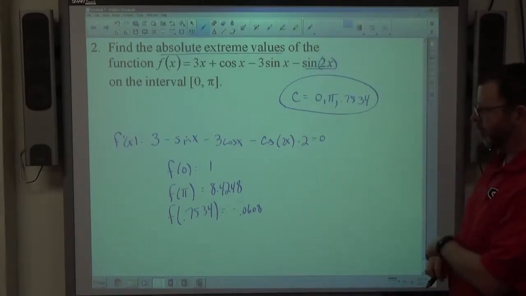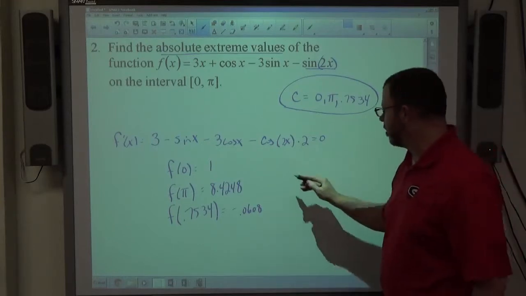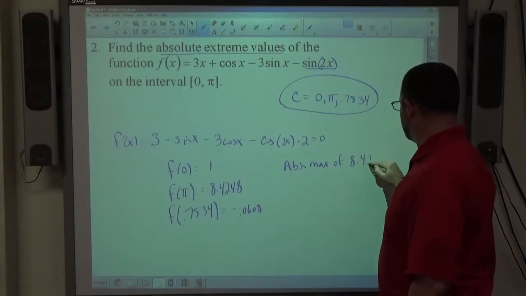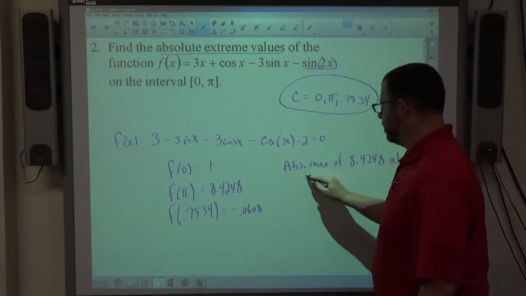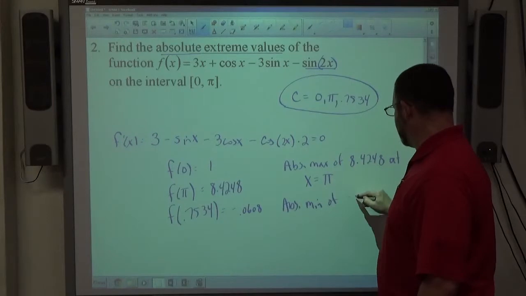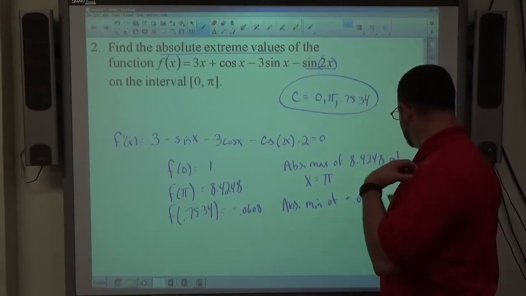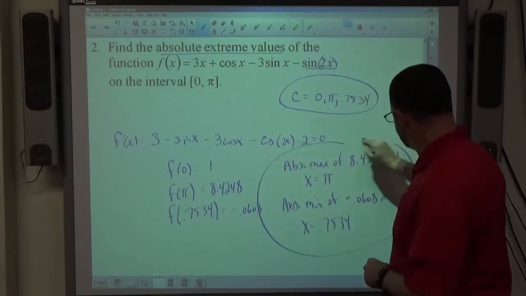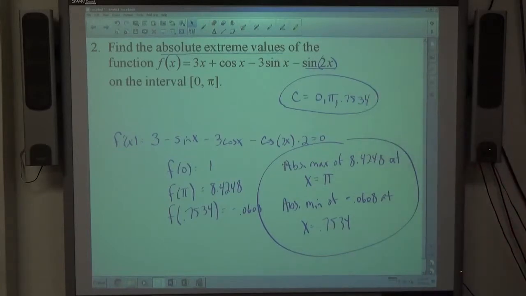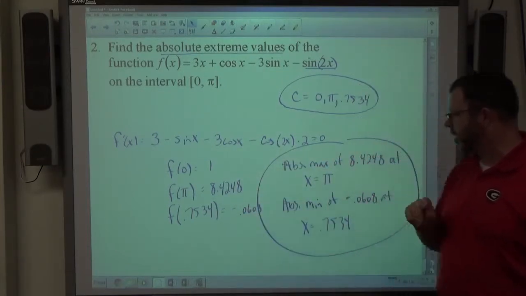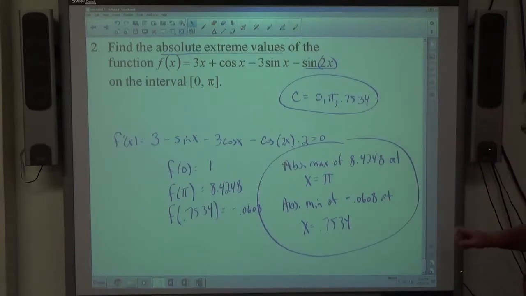So obviously 8.4248 is the largest, negative 0.0608 is the smallest, so absolute max of 8.4248 at x equals pi, absolute min of negative 0.0608 at x equals 0.7534. So the first two problems on the test will be absolute extreme values. Find a derivative, find the critical numbers, evaluate the function at each of the critical numbers. The biggest is the max, the smallest is the min. Anything in between is not going to be relevant for that question.